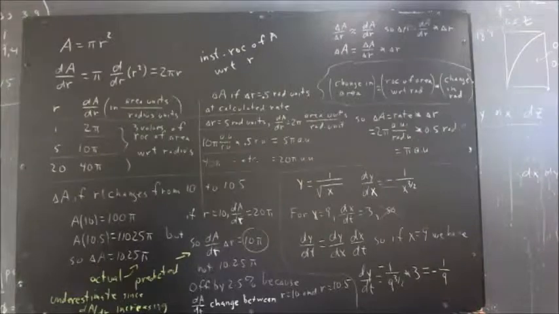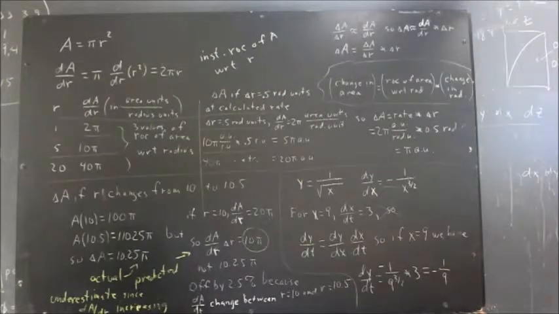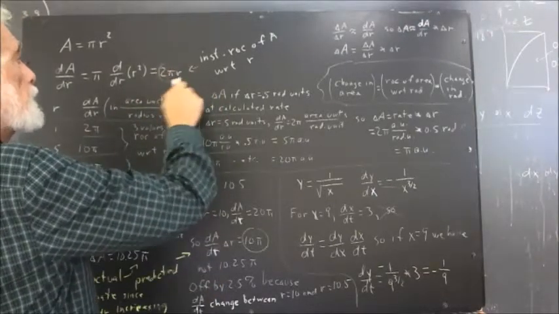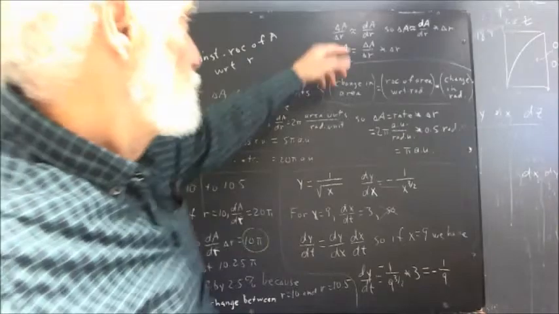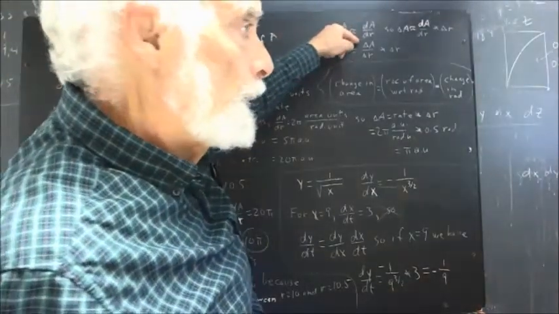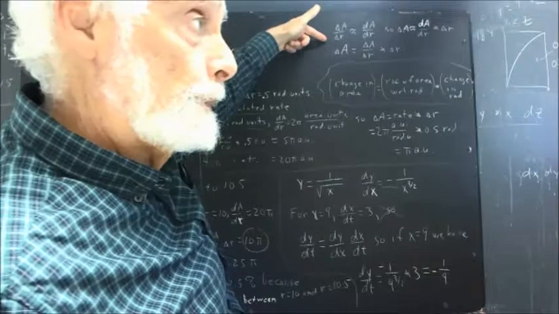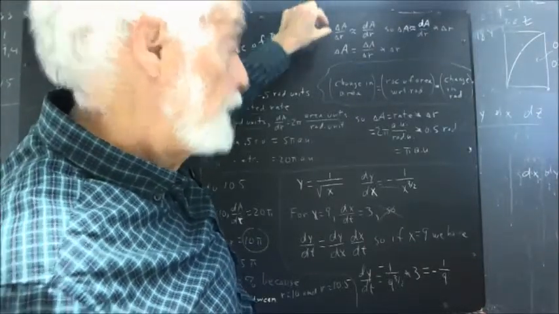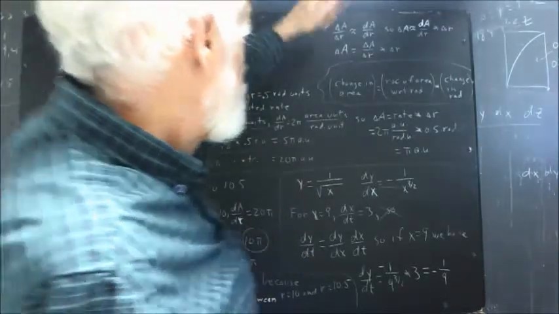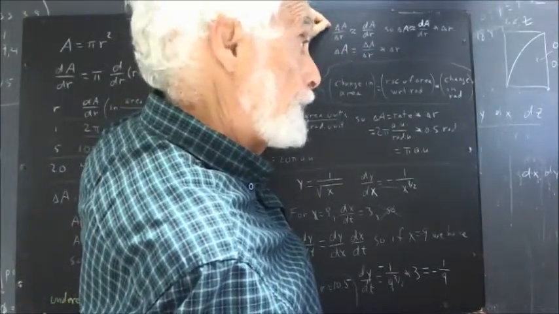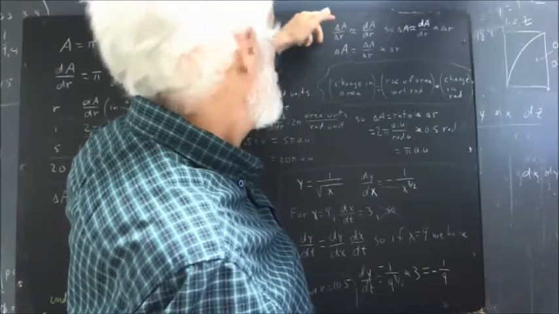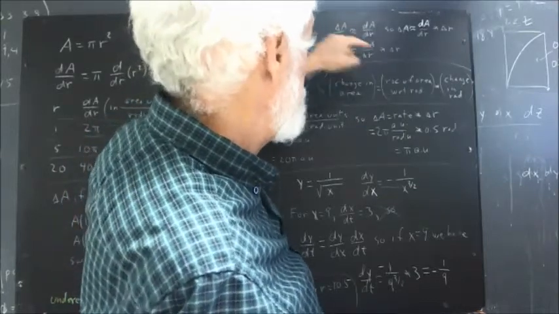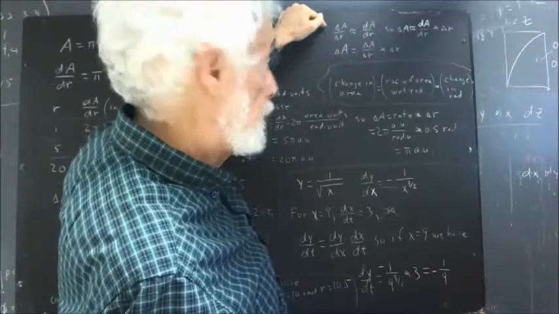Now, I see a smudge, I need to fix that. Let's note immediately that if this is the instantaneous rate of change of A with respect to r, then dA/dr is approximately equal to change in A divided by change in r. Change in A divided by change in r, of course, is the average rate of change of A with respect to r. So if we want to find the change in A, we can simply multiply the rate of change of A with respect to r by the change in r.